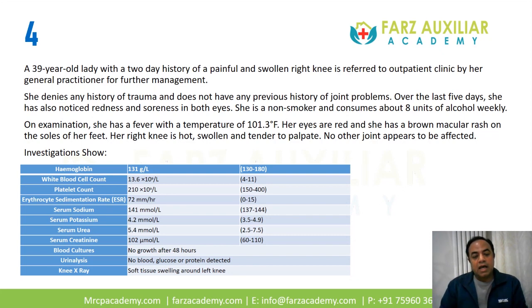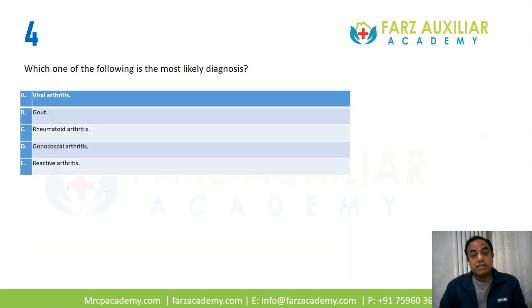So the question is, which one of these is the most likely diagnosis? A. Viral arthritis. B. Gout. C. Rheumatoid arthritis. D. Gonococcal arthritis. E. Reactive arthritis. Right, so answer is E. Reactive arthritis.